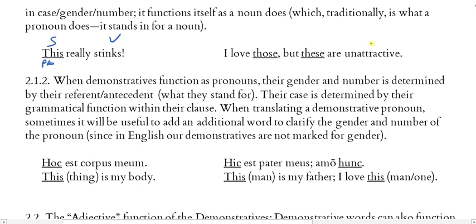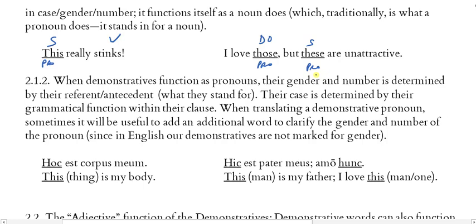In the second sentence, I love those. Here, this pronoun occurs by itself, i.e. without a noun that it modifies, and it's functioning in a noun role. I love those means I love those, direct object things. Okay, but these are unattractive. Here's another demonstrative functioning as a pronoun. It's taking the noun function of the subject here. These are attractive.